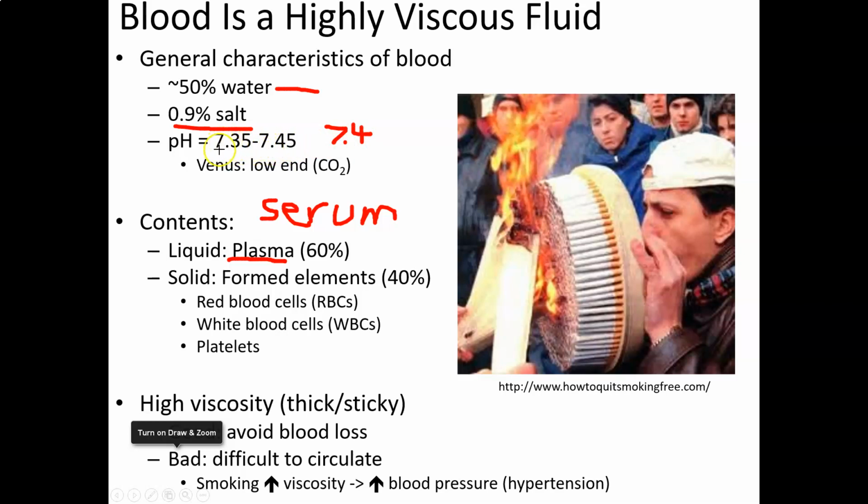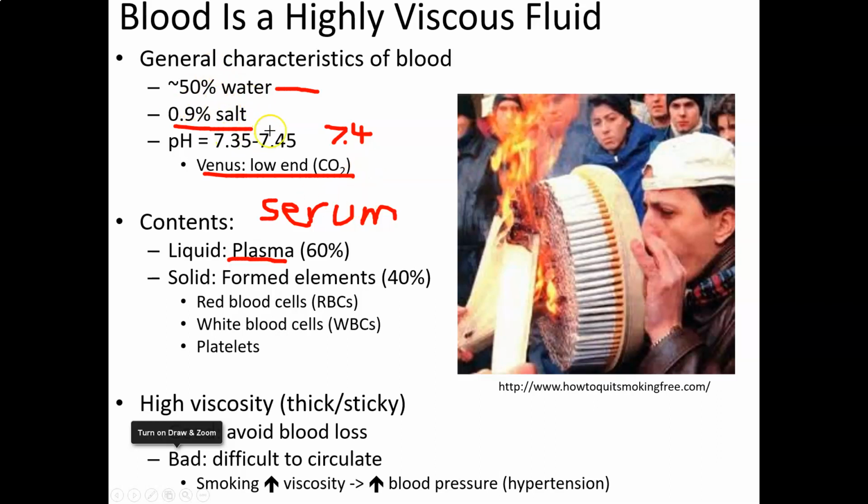When blood gets below 7.35, it's a condition called acidosis, excessive hydrogen ion in the blood. When blood gets above 7.45, it's called alkalosis, right? And that's when the blood pH is excessively high. It's too basic. The venous end, which should be spelled O-U-S, tends to be towards the lower end of the pH range because it carries more CO2, which then, remember from lab 2, CO2 acts as an acid in the blood, so it drops the pH.